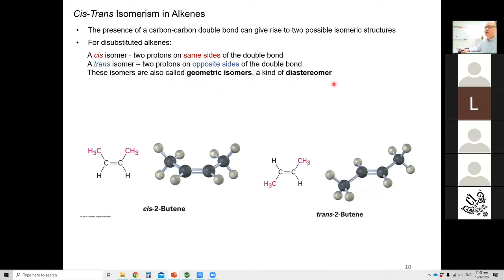That's good enough. You don't need to tell me geometric isomers. If you forgot the name of geometric isomers, it's fine. They are diastereomers, because they are stereoisomers that are not mirror images. These do not look like a mirror.